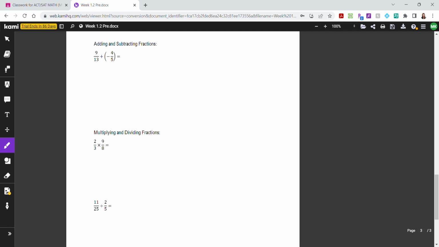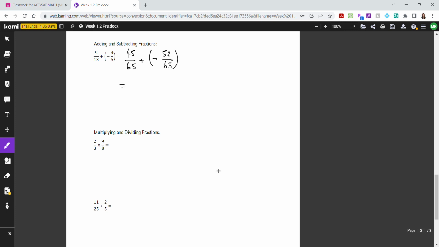65, right? So that means I'm going to do 9 times 5, which is 45 over 65 plus, we're going to add a negative number, right? Ooh, so let's see. So 4 times 13 is 52. That's going to give us 52 over 65.